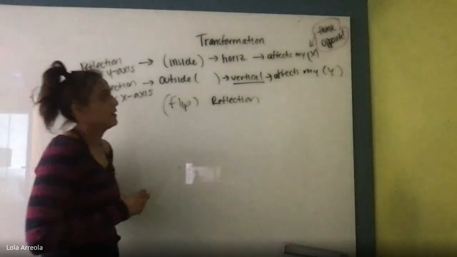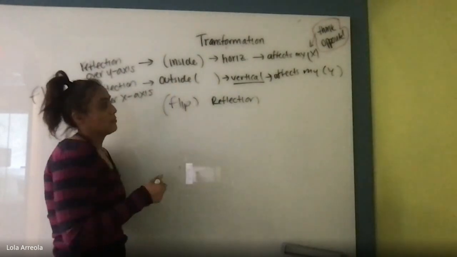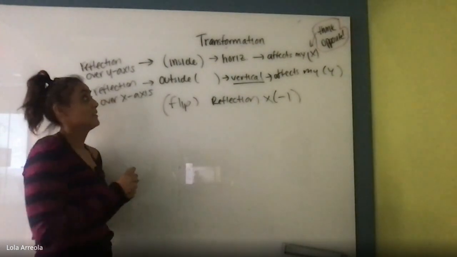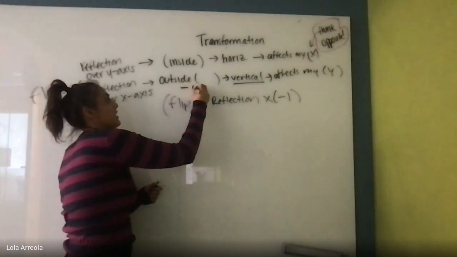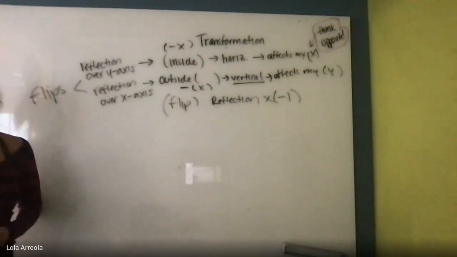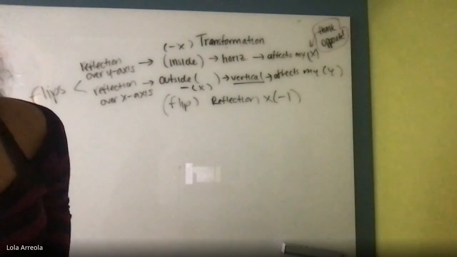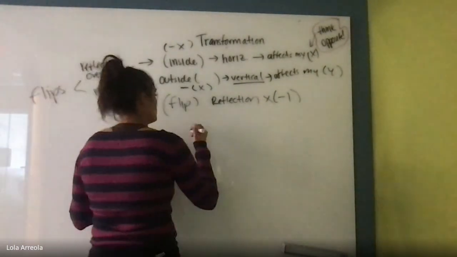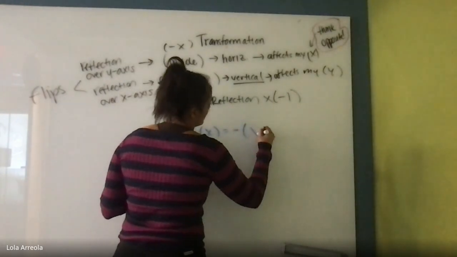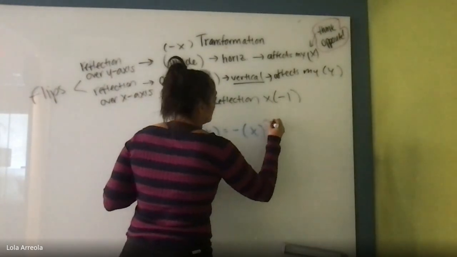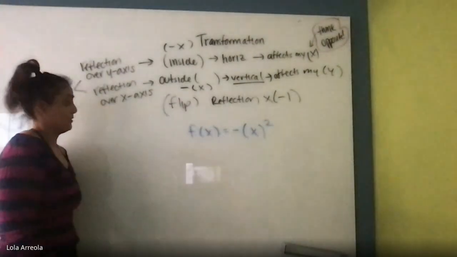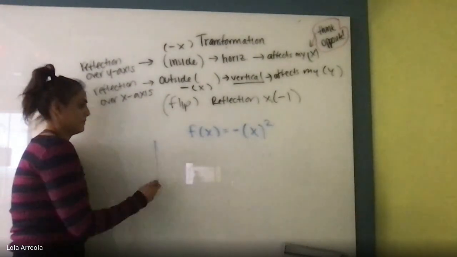And it's the same idea, all right? Inside and outside, and what you're worried about is the multiplication of a -1. Is that negative on the outside like this, or is that negative on the inside like this? An example of this would be f of x is equal to the negative. Is this inside or outside my parentheses? Outside.